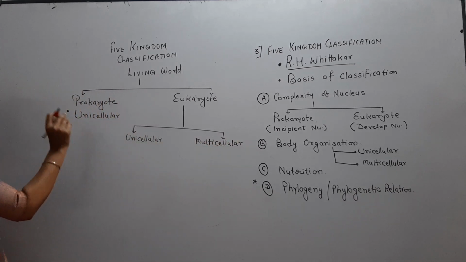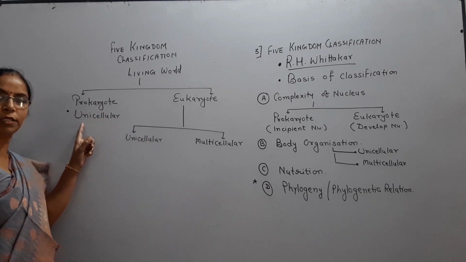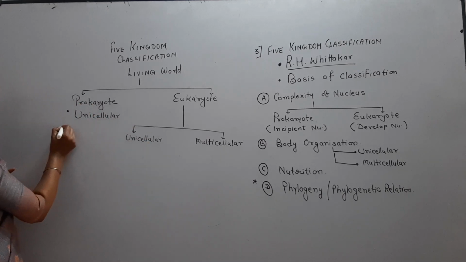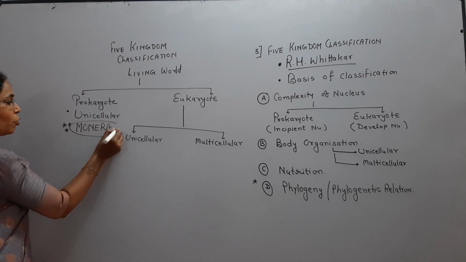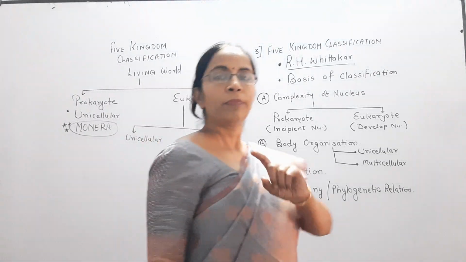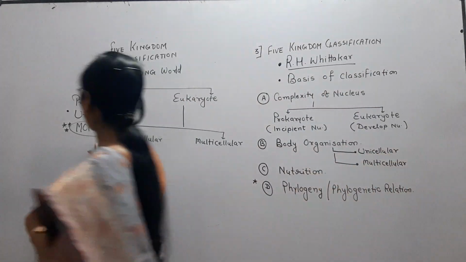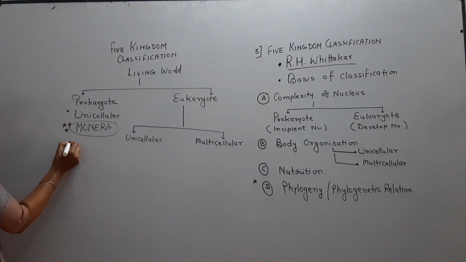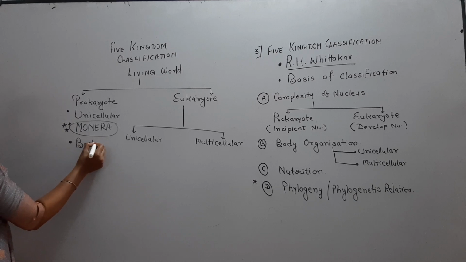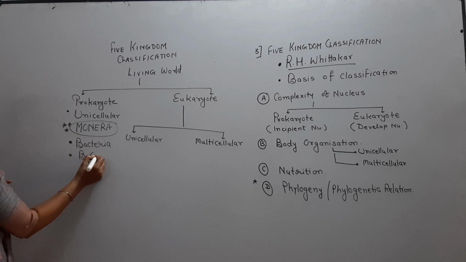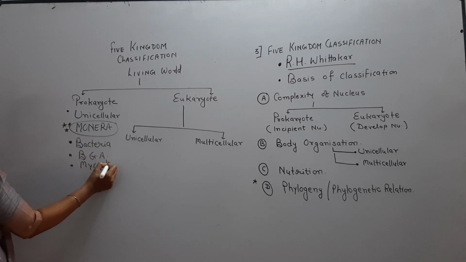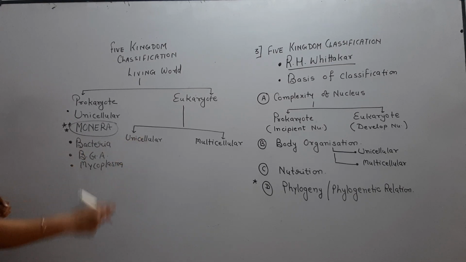Now prokaryote, remember the identifying feature: all the prokaryotes are unicellular, and for unicellular prokaryotes the kingdom made by Whittaker is Monera. So here you remember, Monera is the kingdom of prokaryotic organization. For Monera, you mainly remember the examples that we discuss in our next video, that is bacteria, blue green algae or cyanobacteria, and third most important is mycoplasma, because we strictly follow the NCERT during this booster crash course.